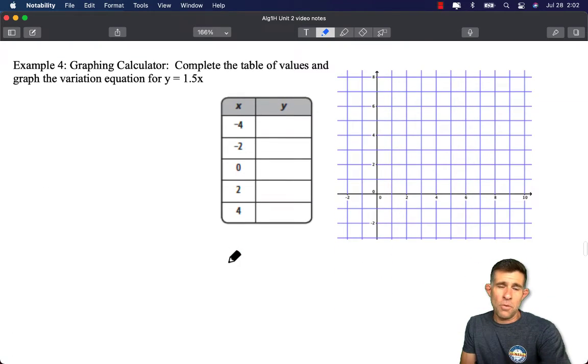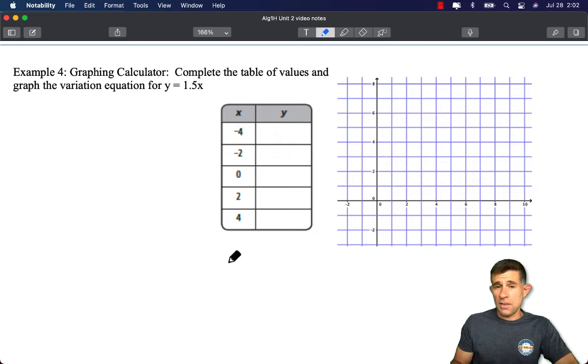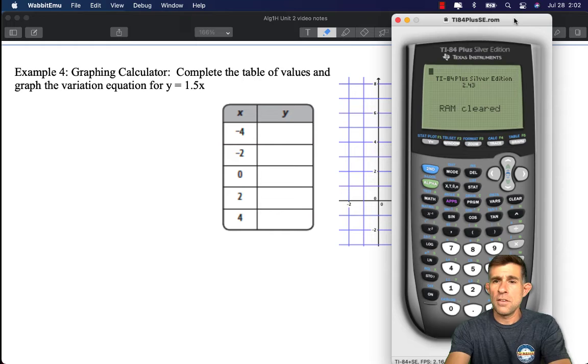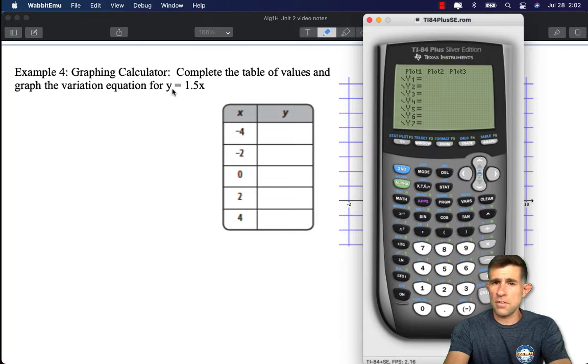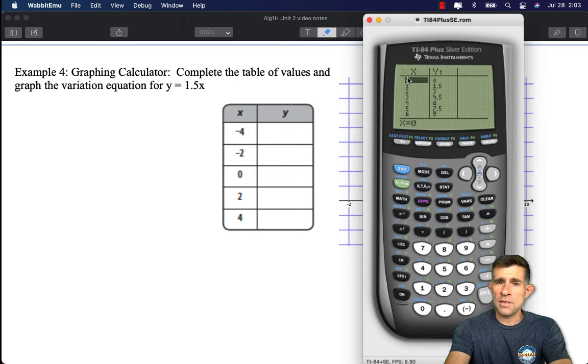All right, example 4 asks us to grab our graphing calculator. So take a second to grab your graphing calculator. Okay, you can see that I've pulled up my graphing calculator. We are going to go to our y equals, and we are going to enter the simple direct variation equation y equals 1.5x. So we're going to hit 1.5x. The variable button here is right next to your alpha key. Press X. And now we're going to go to our table of values. We're going to hit second function, graph, and that's going to take us to our table.